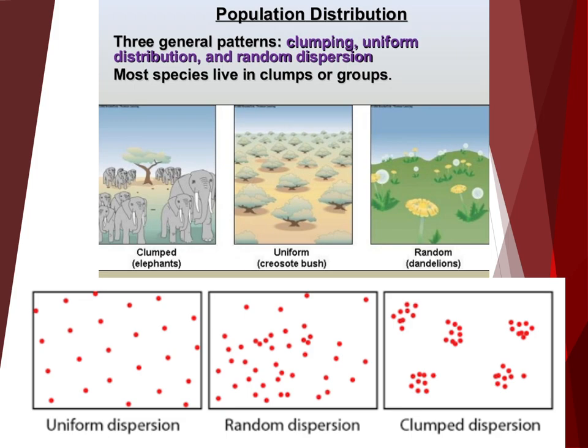Random distribution is less common in the natural world. This occurs when the relationship between individuals is neither positive nor negative. Individuals are independent of each other, and resources are sufficient throughout the environment.